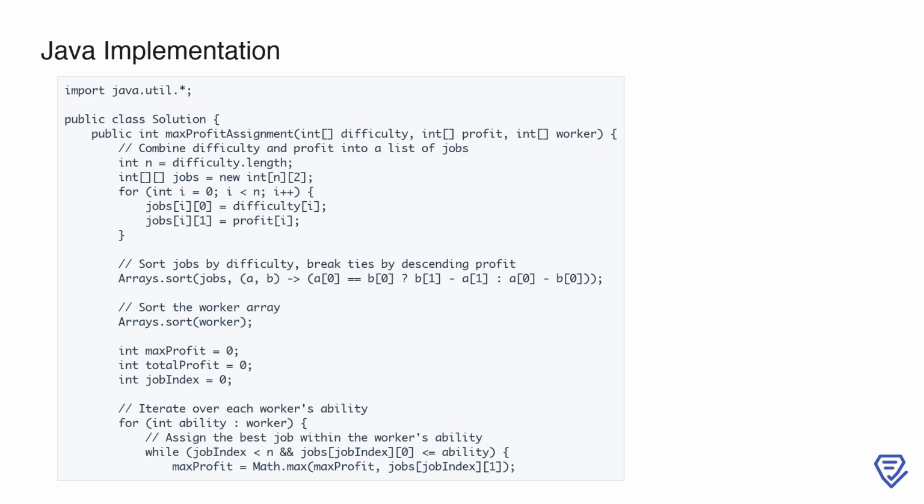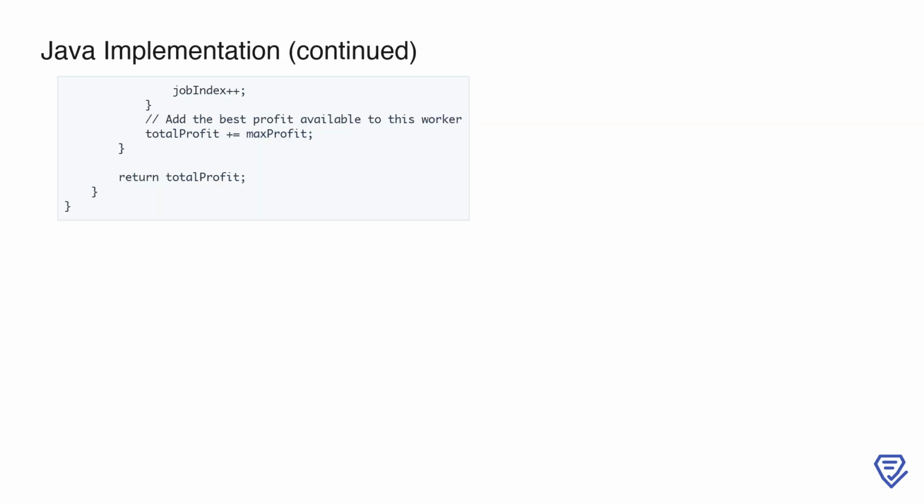We initialize variables maxProfit to track the best profit for the current difficulty level, totalProfit to accumulate the total profit across all workers, and jobIndex to iterate through the jobs. The for loop then begins iterating through the worker array, representing each worker's ability. For each worker's ability, we use a while loop to evaluate all jobs that the worker can handle. These are the jobs with a difficulty less than or equal to the worker's ability. As we iterate through these jobs, we update maxProfit to ensure it always holds the highest profit among the jobs that the worker is qualified for.